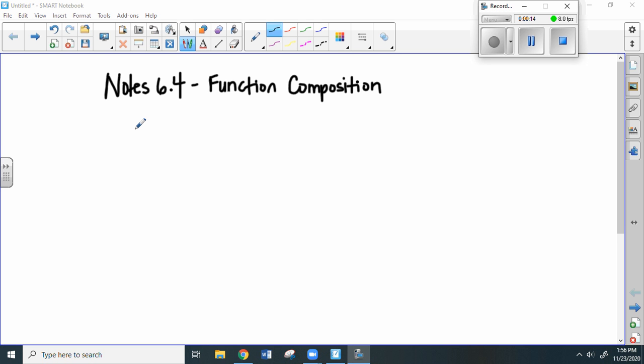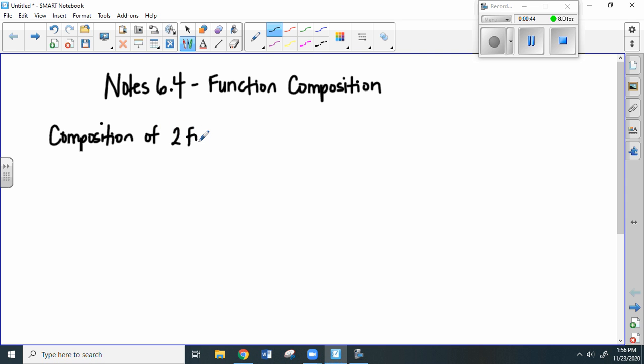Now, composition is just another way to combine functions. So it's a new mathematical operation that you can do with functions. Okay, so it's not adding, subtracting, multiplying, or dividing. It's its own operation. Okay, and so let's talk about what composition means, and then I'll show you the notation for it.